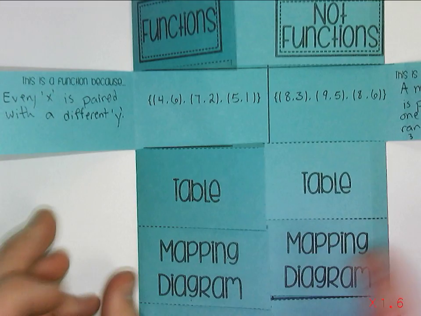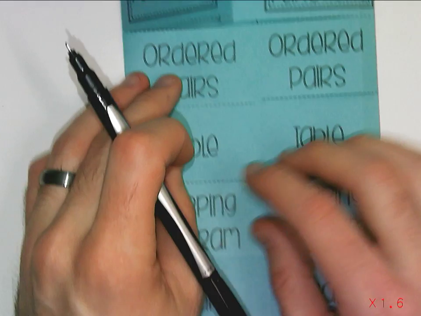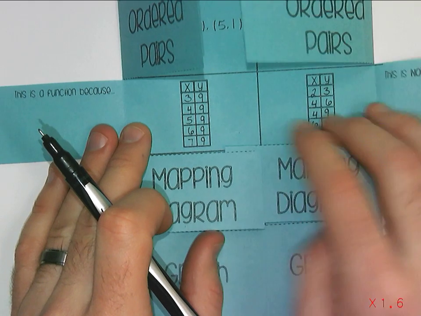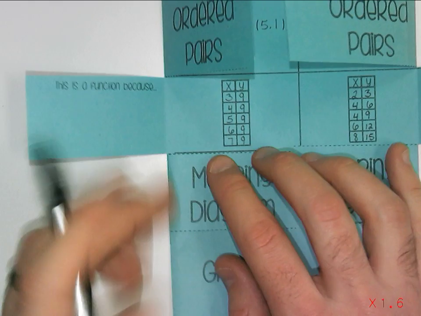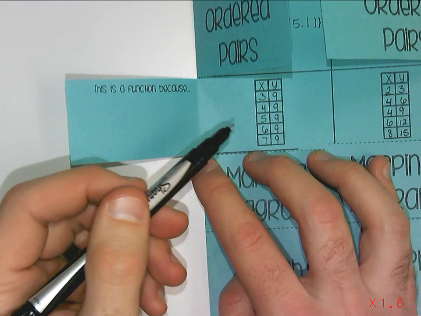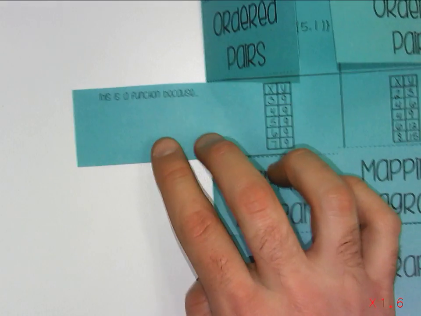All right, so then let's move on to the table representation. And let's look at both of these. So this one here on the left-hand side is considered a function because every x is paired with a different y.